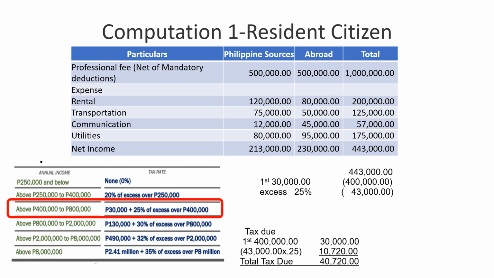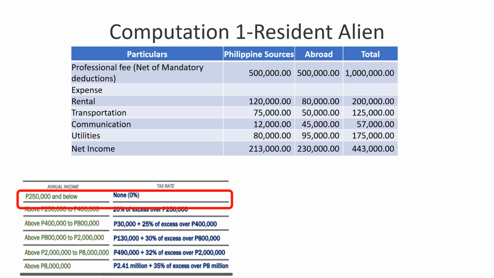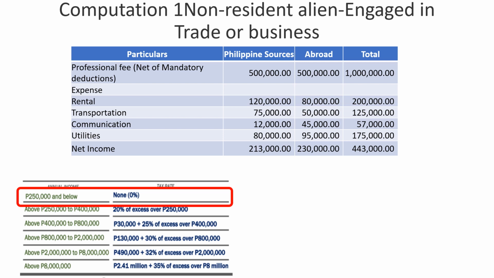So, let's compute. Guys, bakit hindi na tayo nagkaroon ng deductions or yung mga SSS? Kasi sabi naman, net of mandatory deduction. So, sa 443,000, magpo-fall pa rin siya sa above 400, but less than 800. So, 400 first 30,000 in excess, 25%. So, yung babayaran lang niya or tax dun ng resident citizen is 40,720. Okay? So, ulit nyo, pareho si resident alien at saka si non-resident alien engaged in trade or business kasi Philippine source lang.